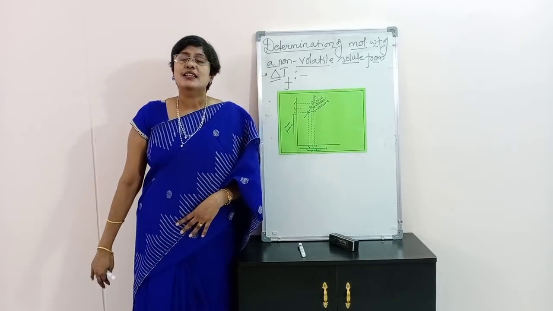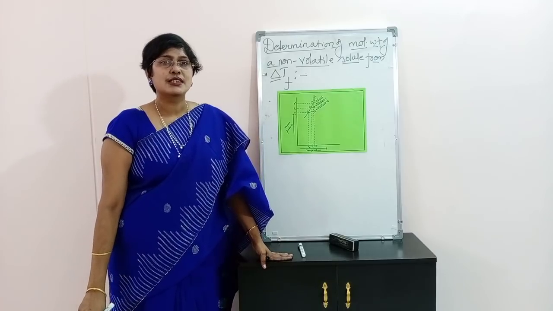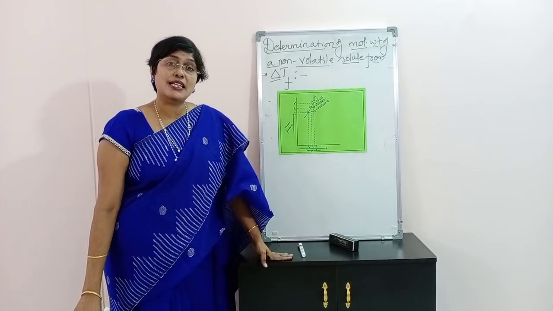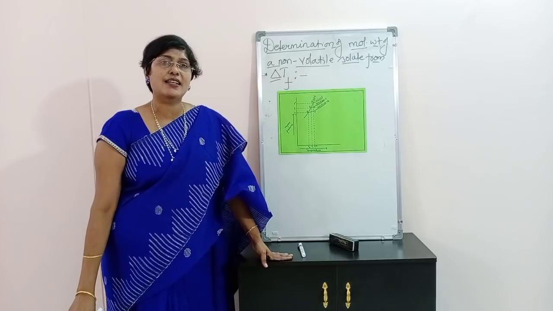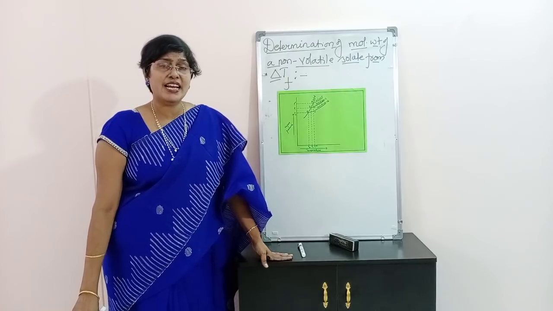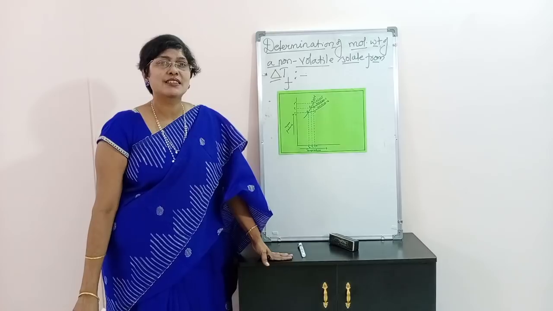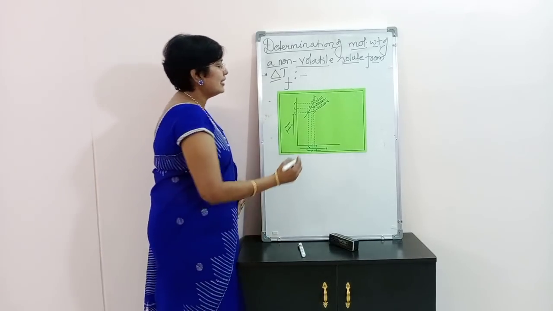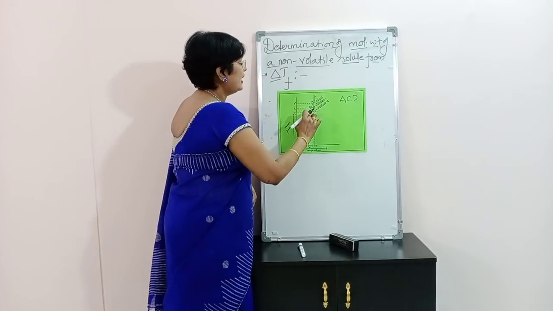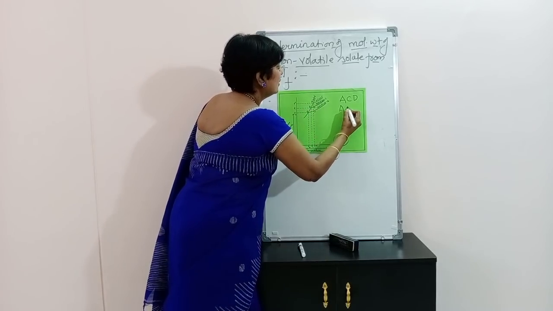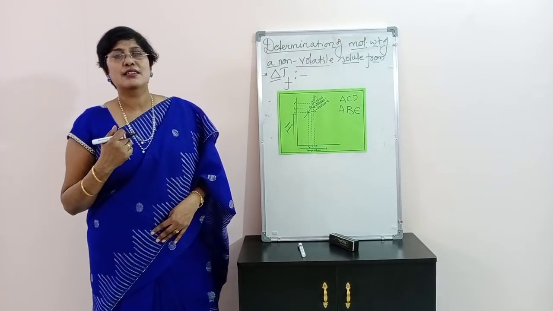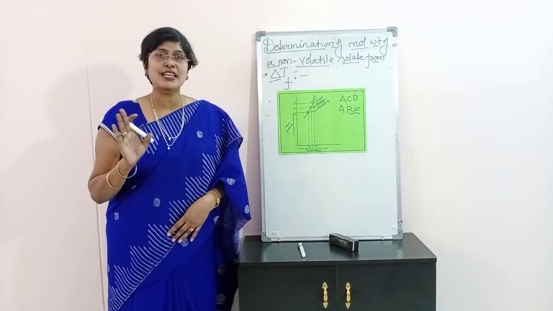Below write down, for dilute solutions, the curves are almost straight lines, and hence triangles A-C-D and A-B-E are similar. Full stop. Written na?